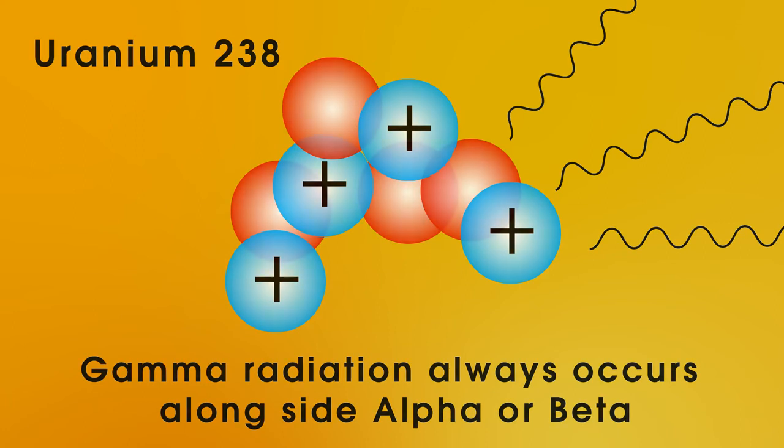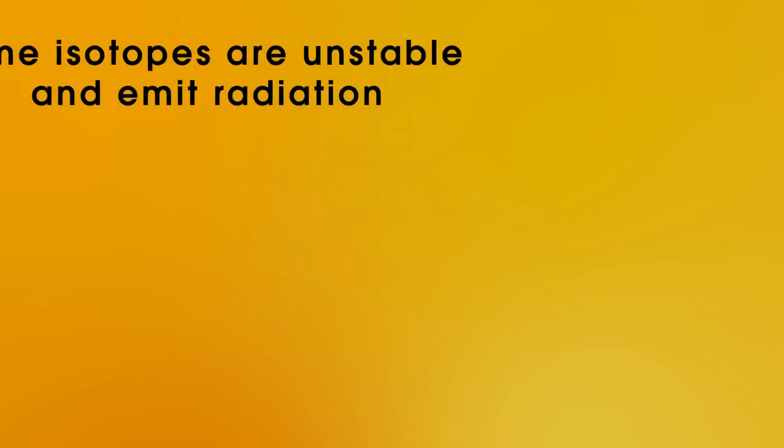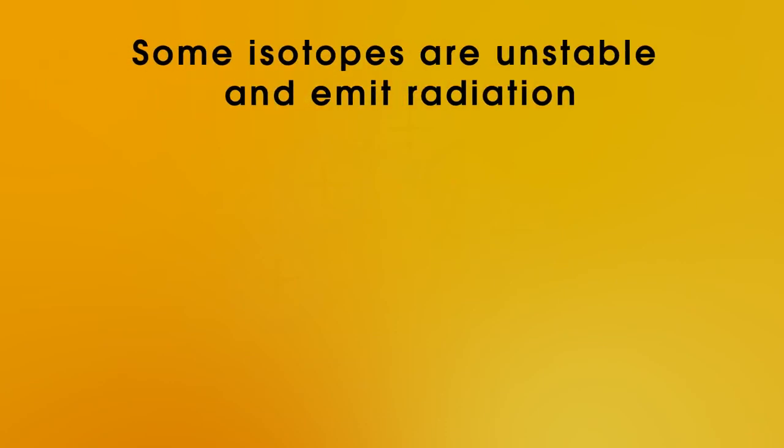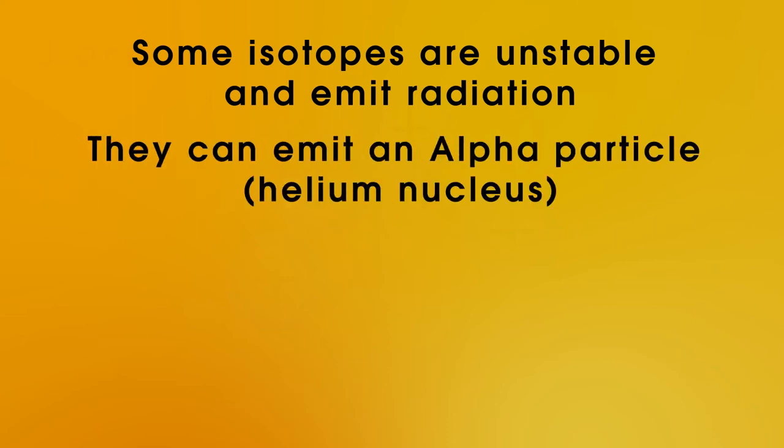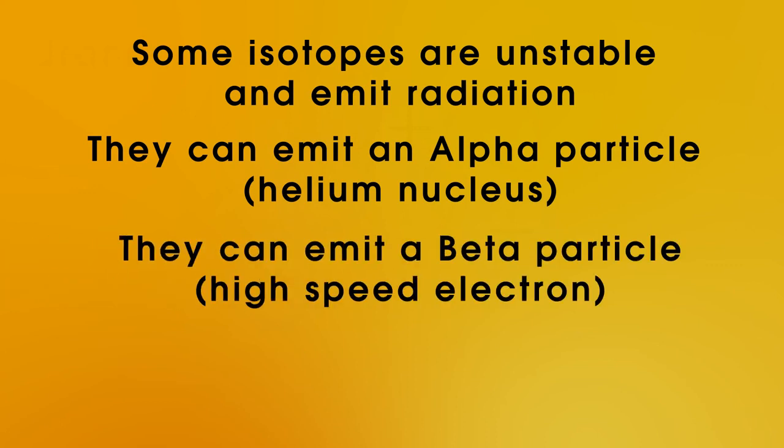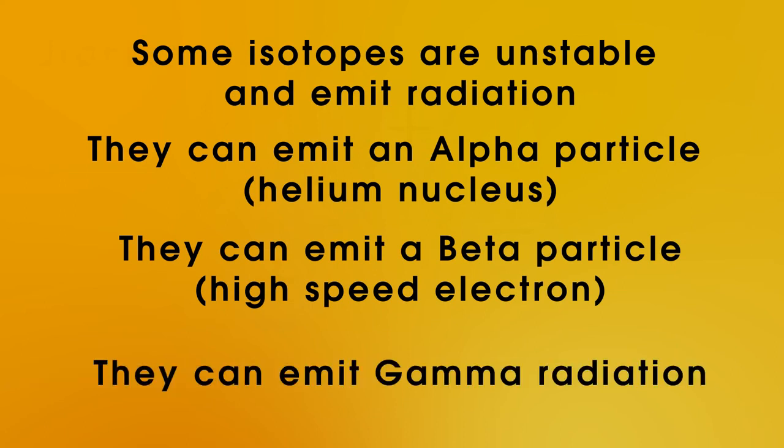So to recap, some isotopes are unstable and emit radiation. We call them radioactive. In order to make themselves stable, they can do 3 things. They can emit an alpha particle, which is the same as a helium nucleus. They can emit a beta particle, which is a high-speed electron, and they can also emit a burst of electromagnetic radiation or gamma radiation.